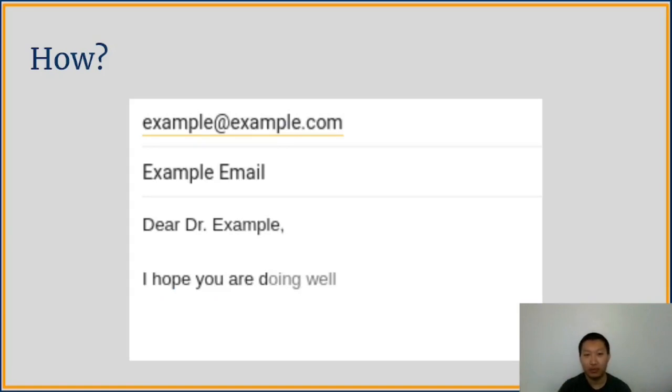But here's another example. This is in Gmail. If you type something like this, you can write "Dear Dr. Example, I hope you are doing," and then it automatically knows what you're going to type next, "doing well." When this first came out, I was a little bit creeped out about it, but now it's just a thing that it's present in our lives, I guess.